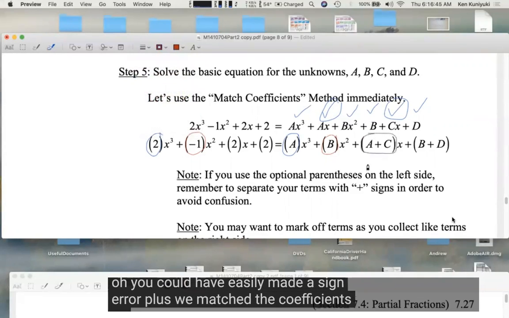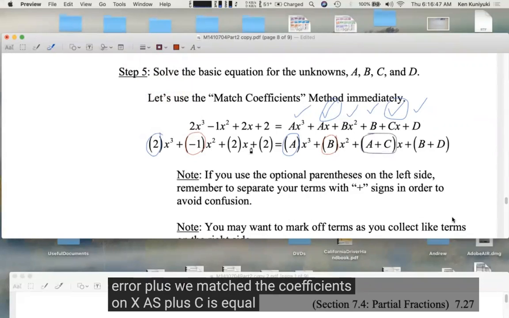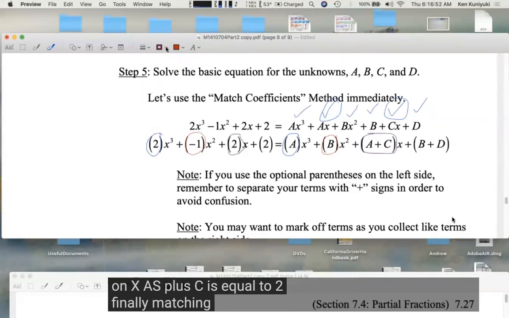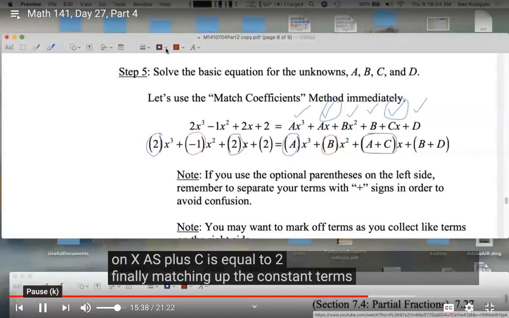Plus, we match the coefficients on x. A plus C is equal to 2. Finally, matching up the constant terms. I should have said A plus C equals 2. A plus C equals 2.